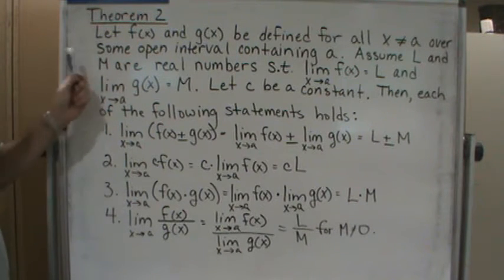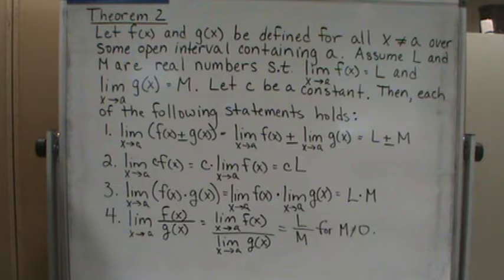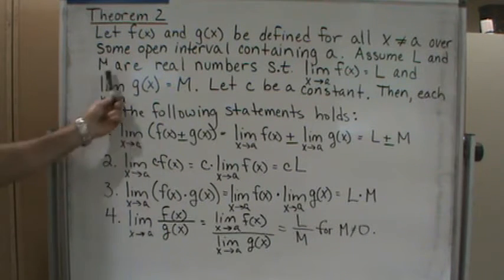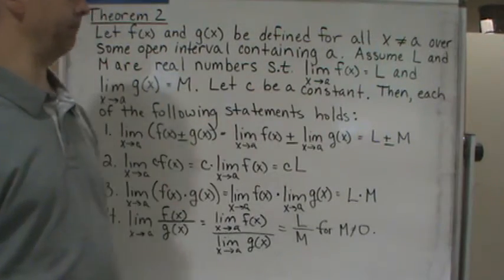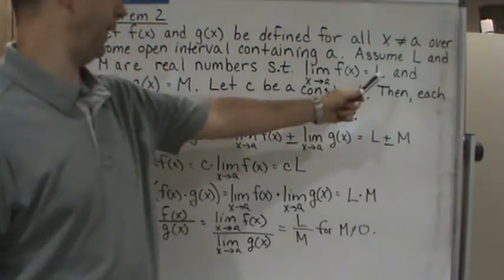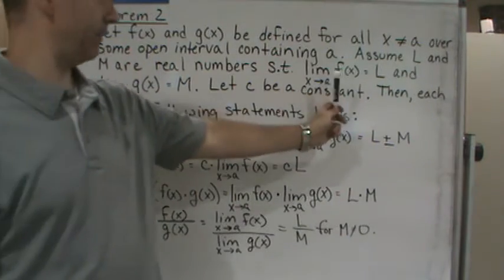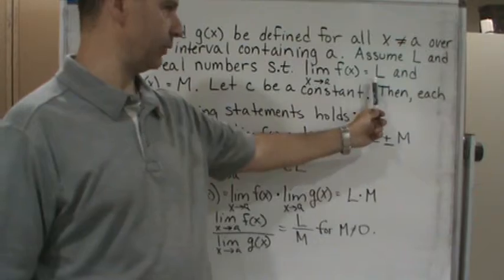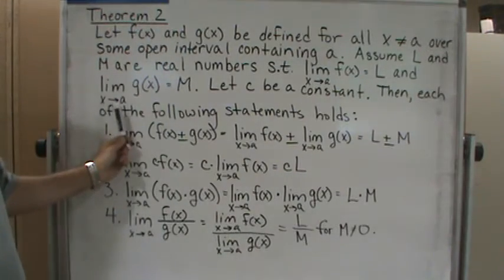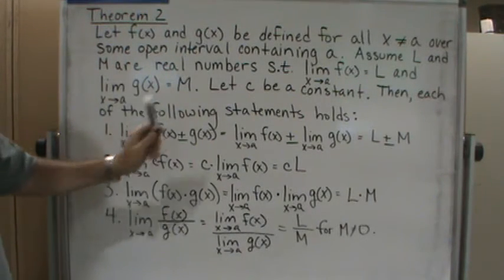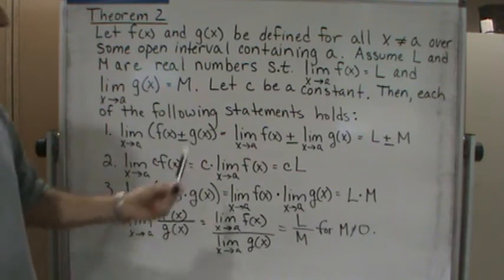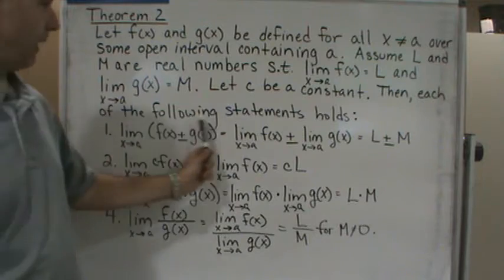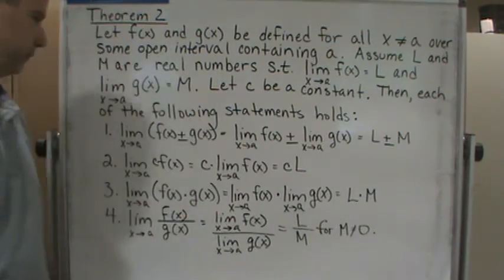So Theorem 2 says, let f of x and g of x be defined for all x not equal to a over some open interval containing a. Assume L and M are real numbers such that the limit of f of x as x approaches a is equal to L, and the limit as x approaches a of g of x is equal to M. Also, let C be a constant. Then each of the following statements holds.